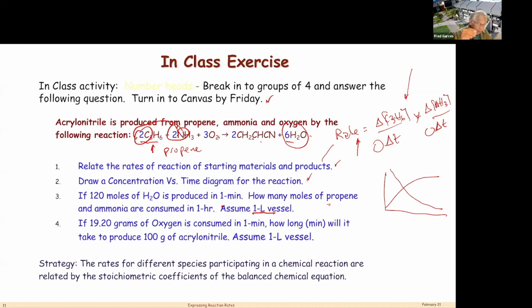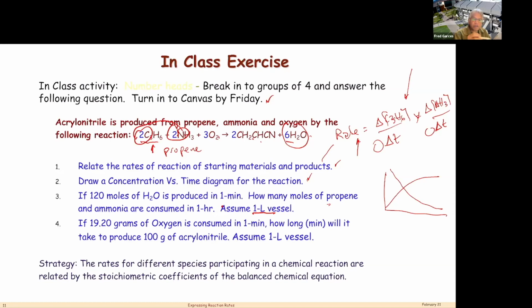And remember that the question is per hour, not per minute. So you've got to use the conversion factor that there are 60 minutes in 1 hour. And then finally, the last question here is, if you've got 19.20 grams of oxygen, so you can convert grams to moles, and it's consumed in 1 minute, how long will it take to produce 100 grams of acrylonitrile? So that's the problem I want you guys to solve.